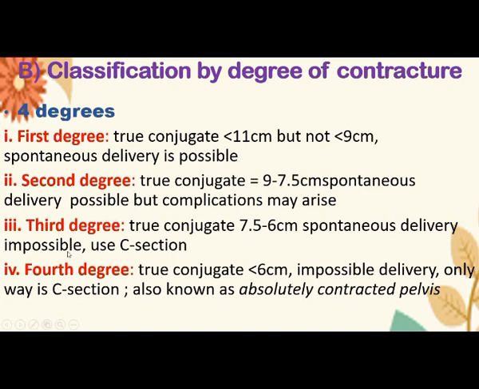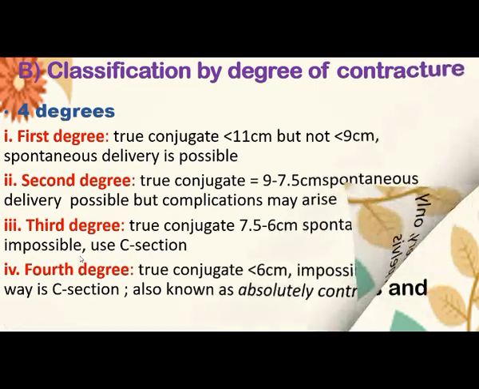So the case should go for cesarean section. And fourth degree, true conjugate is less than 6 centimeter, and the delivery is impossible. Always cesarean section, also known as absolutely contracted pelvis. So according to the degree of contracture, the classification is first degree, second, third and the fourth degree.